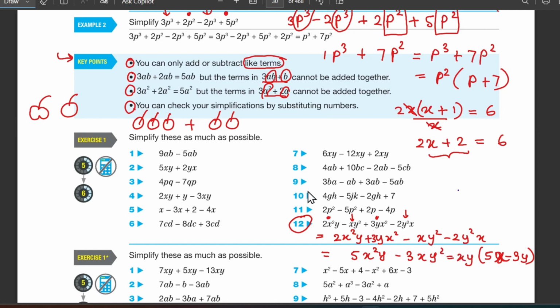And also I will do the 10th one. So like terms we have to bring together. These two are like terms. Others are not like terms. So 4gh minus 2gh minus 5jk plus 5. Okay, 2gh. Now these two other things we can't simplify anymore. So this is the most simplified version.